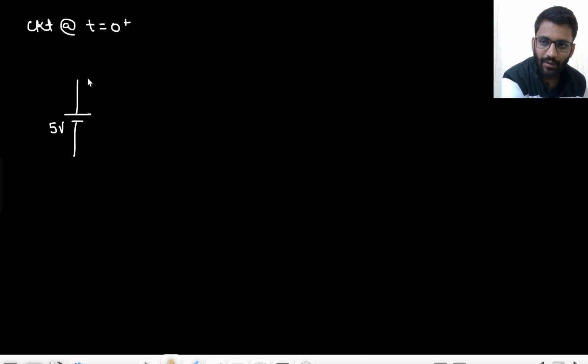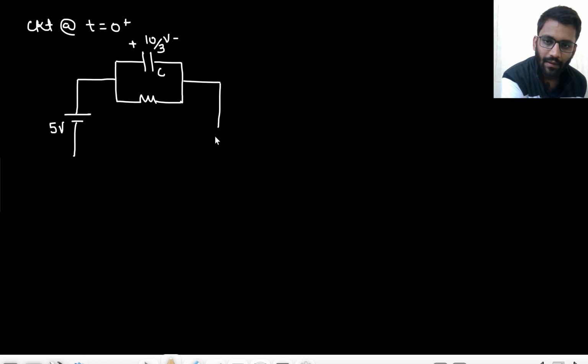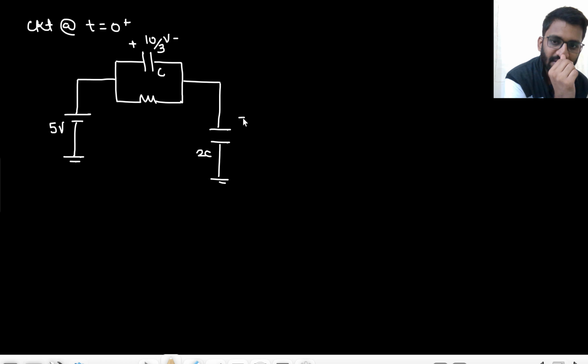Here I am having 5 volt. My this capacitor is charged, already charged to how much voltage? 10 by 3 volt, right? 10 by 3 volt. I have a resistor and I have a capacitor here. And this capacitor 2C is charged to 5 by 3 voltage, right?